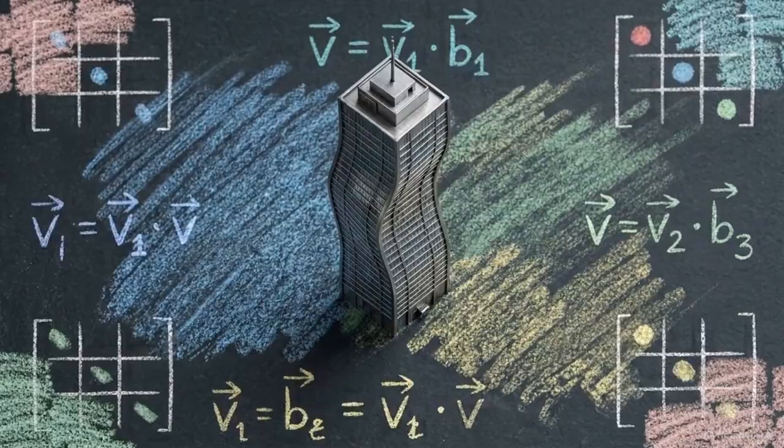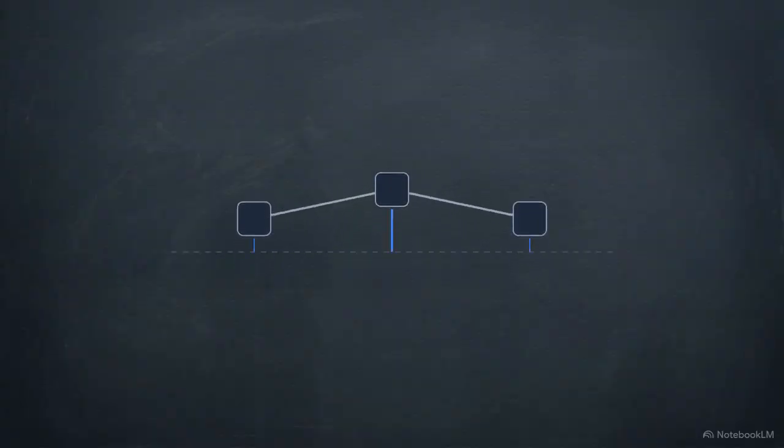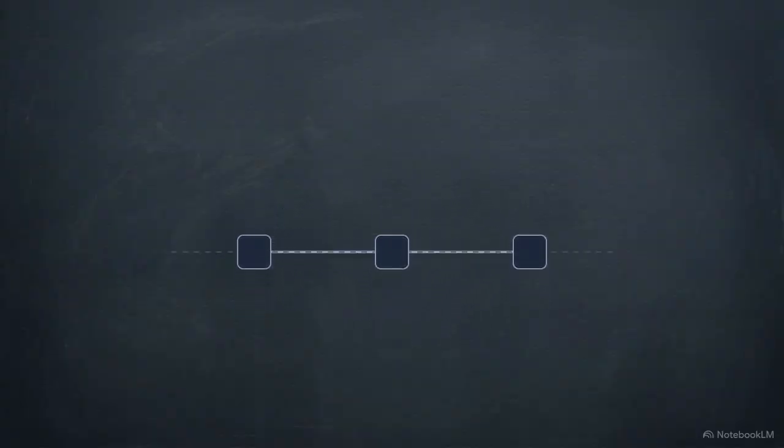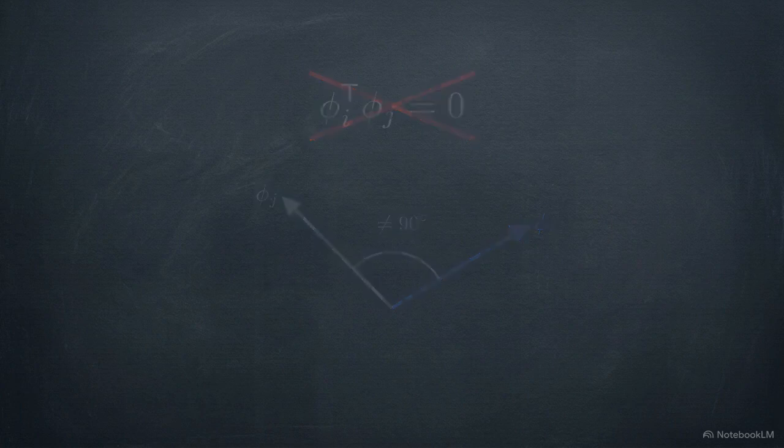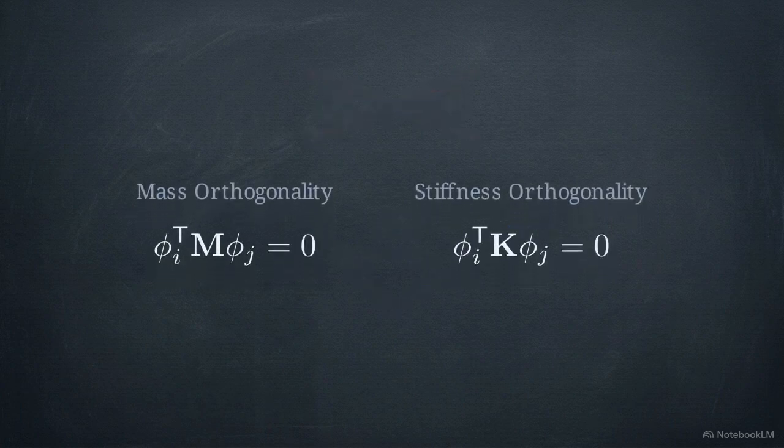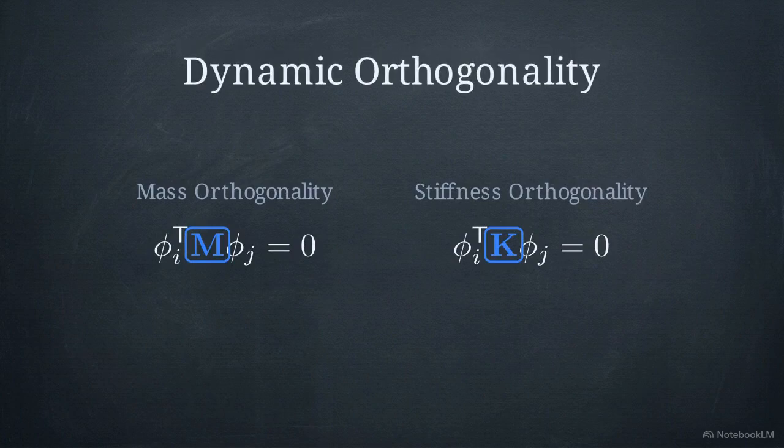In structural dynamics, the term orthogonality is often misunderstood. It does not refer to standard geometric perpendicularity, as shown by this crossed-out dot product. The mode shapes of a vibrating structure do not necessarily exist at 90-degree angles to each other in physical space. Instead, these modes are independent only when evaluated through the mass and stiffness matrices.